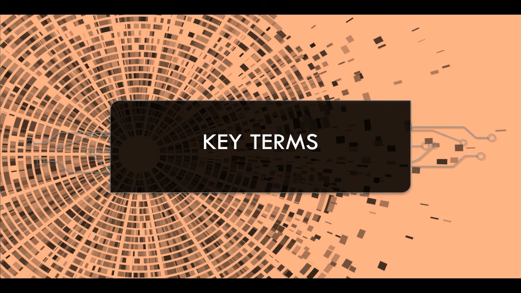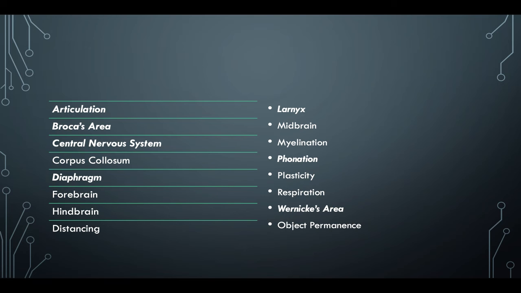The key terms that I always want to bring to your attention: articulation, Broca's area, central nervous system, corpus callosum, diaphragm, forebrain, hindbrain, distancing. Some of these are parts of your anatomy: larynx, your midbrain, myelination, phonation, plasticity, respiration, Wernicke's area, and object permanence.